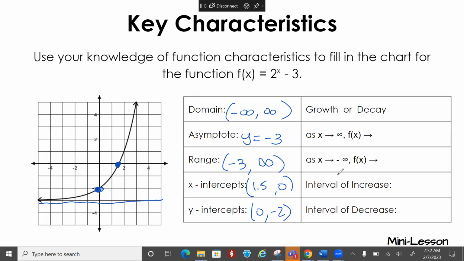Is this growing or is this decaying? So as you move from left to right, is it going up or is it going down? Up. So it's growing, right?